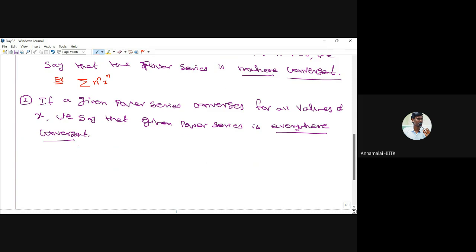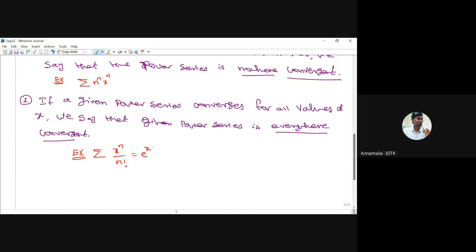Now for this example, it converges at any point, that is the summation of x power n by n factorial. So here a_n is 1 by n factorial. So this series is always convergent. Actually, this is nothing but e power x. So actually, this is nothing but the e power x formula.